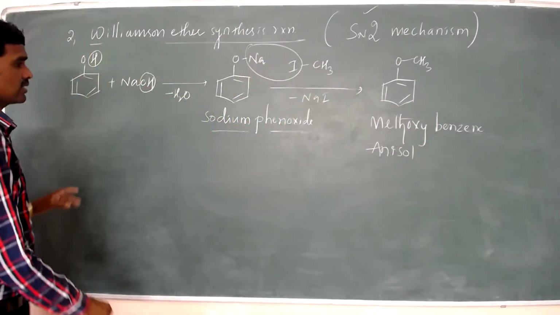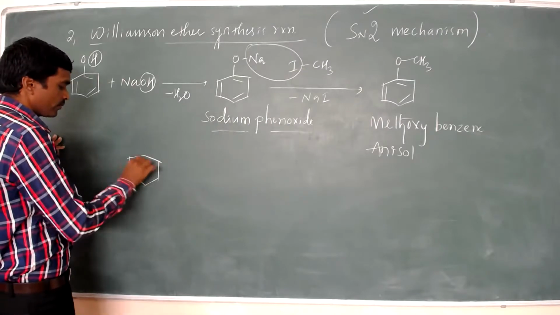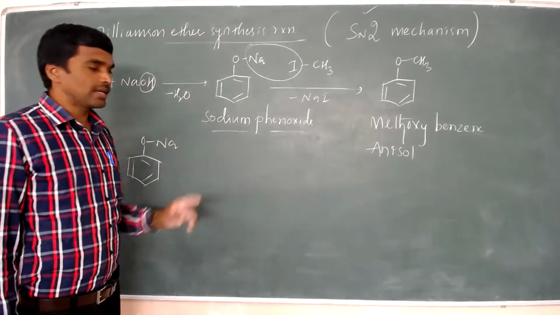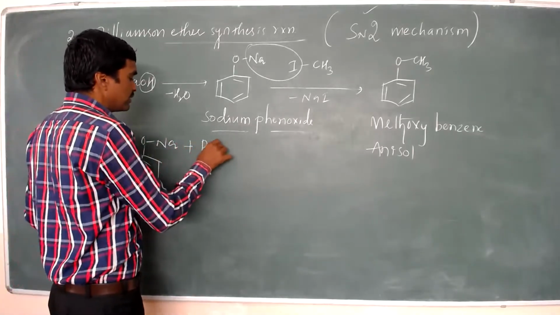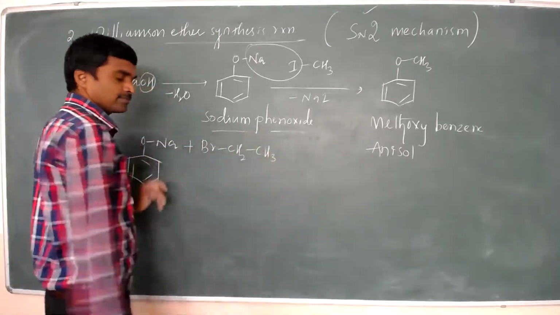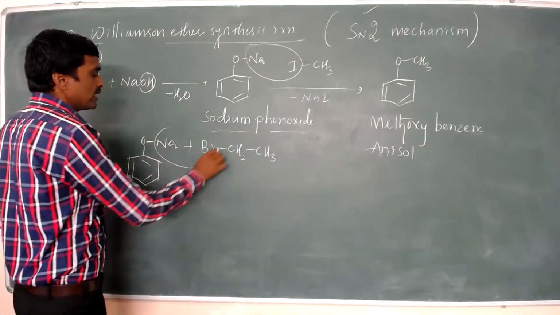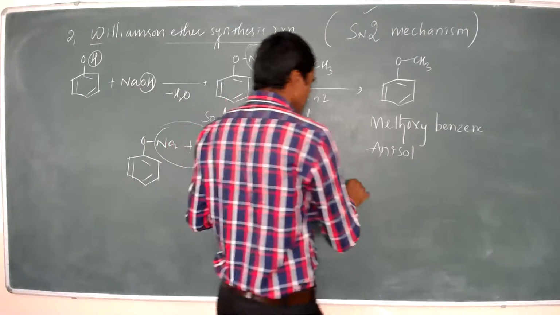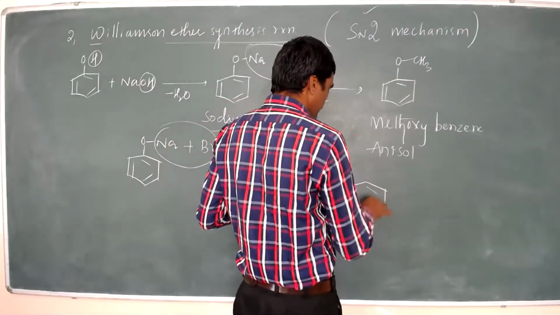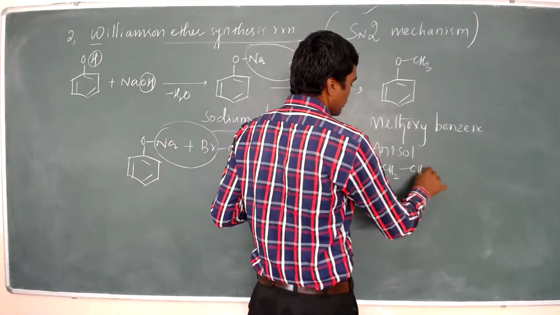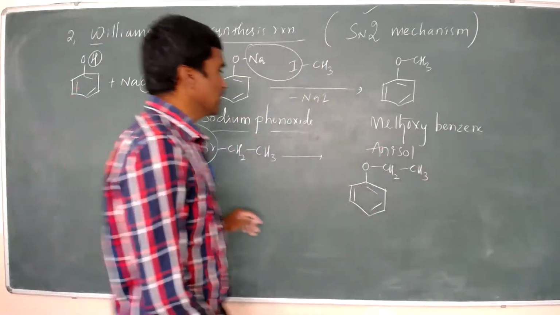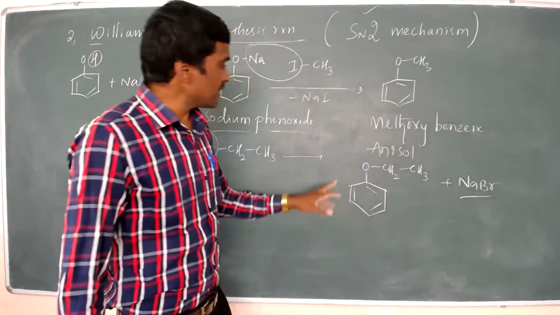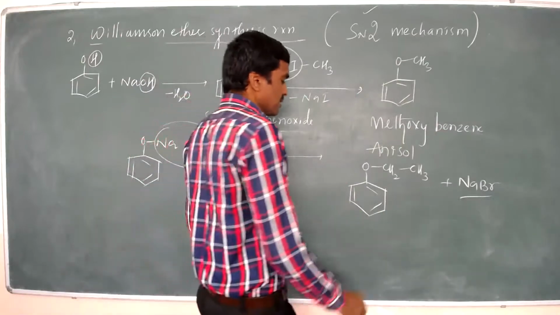Same like this, another preparation we will also discuss now. For example, sodium phenoxide reacts with ethyl bromide. If you take ethyl bromide, bromide will be eliminated from here. Then what product is formed? C6H5OCH2CH3 will be formed, and the byproduct NaBr will be formed.